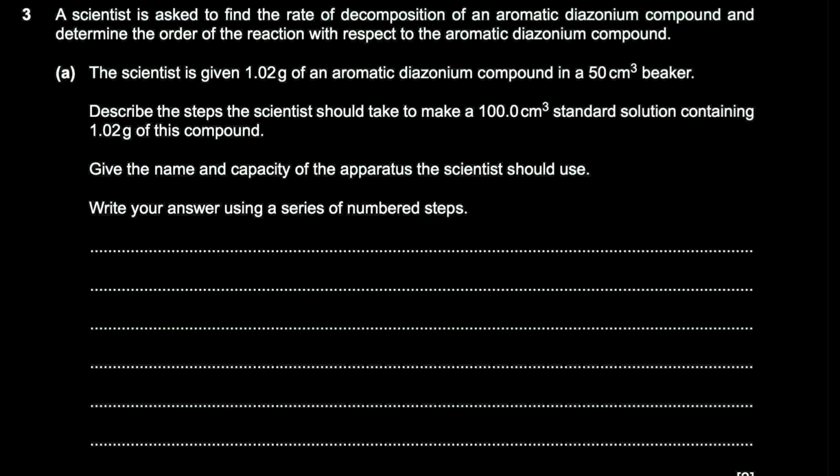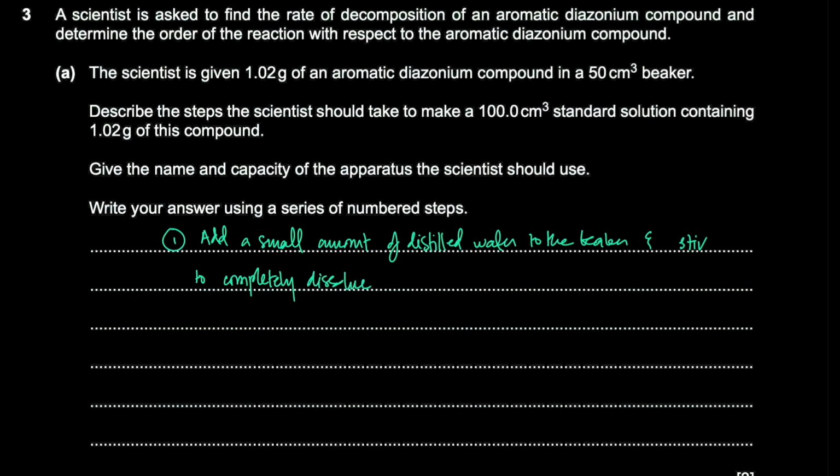Now again, we want to prepare a solution from a solid. The 1.02 grams is given in the beaker. So what we're going to do is first add a small amount of distilled water to the beaker, and stir to completely dissolve the solid. The next step is to transfer the solution to a 100 cm3 volumetric flask.